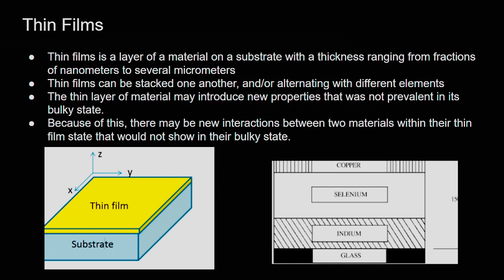Thin films do not just have to be one material, but different materials stacked on top of each other. The image on the bottom right represents stacked thin films of indium, selenium, and copper on top of a glass substrate. The thin layer of a material may introduce new properties not prevalent in its bulky state. Because of this, there may be new interactions between two materials in their thin film state that would not show in their bulky state.